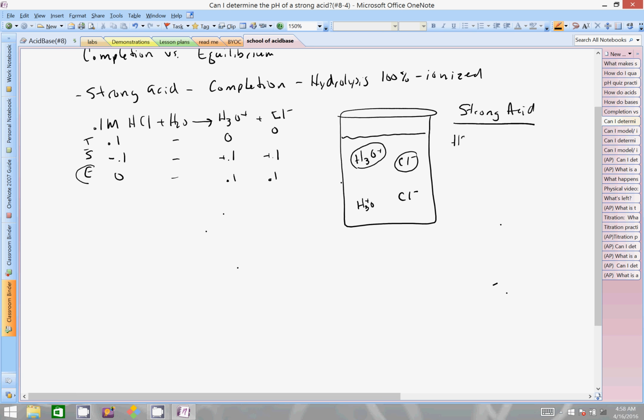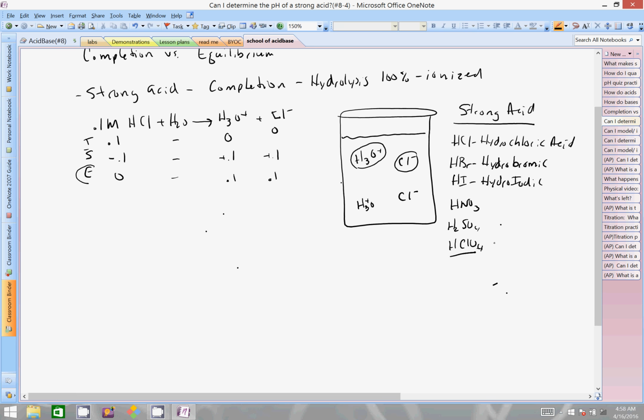Strong acids: HCl, hydrochloric acid. HBr, hydrobromic acid. HI, hydroiodic acid. HNO3, H2SO4, HClO4. Probably the least common of all these is perchloric acid.